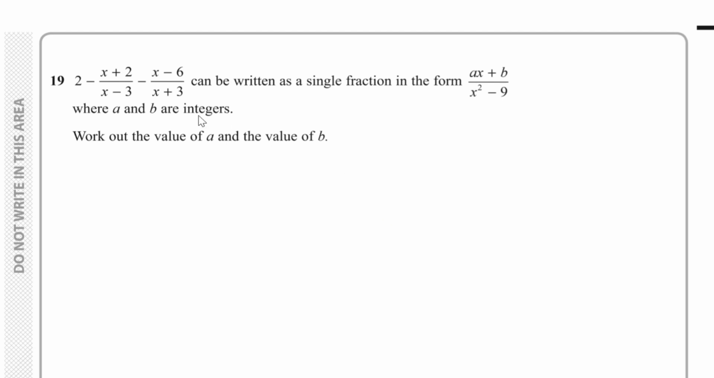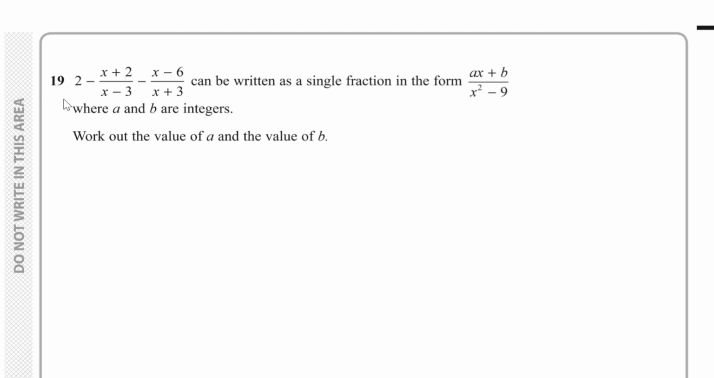Question number 19. We have 2 minus x plus 2 over x minus 3 minus x minus 6 over x plus 3, which can be written as a single fraction in the form ax plus b over x squared minus 9, where a and b are integers. We have to work out the value of a and the value of b. Well, to do this question, we need to put everything over a common denominator. That might be a good starting point.